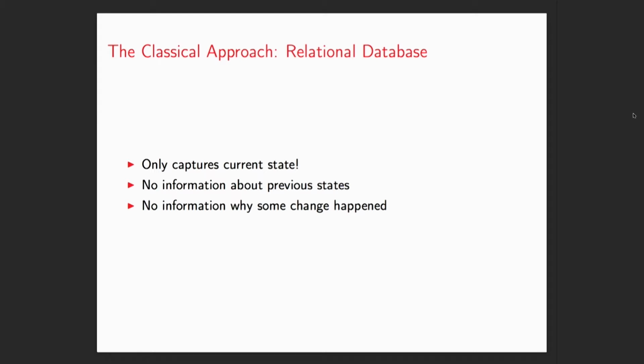So in a classical application approach, usually you have a relational database. And this relational database only contains the current state of your system. So you don't have any history. You don't know what it was like previously. You don't know when it changed or even why it changed. And this usually makes you blind for information from the past. You can't see it anymore.